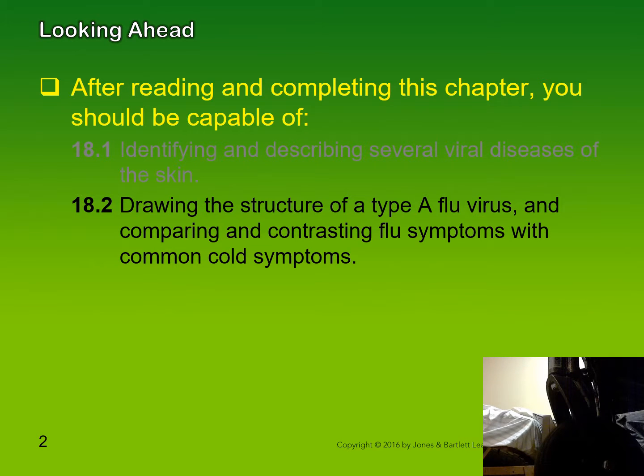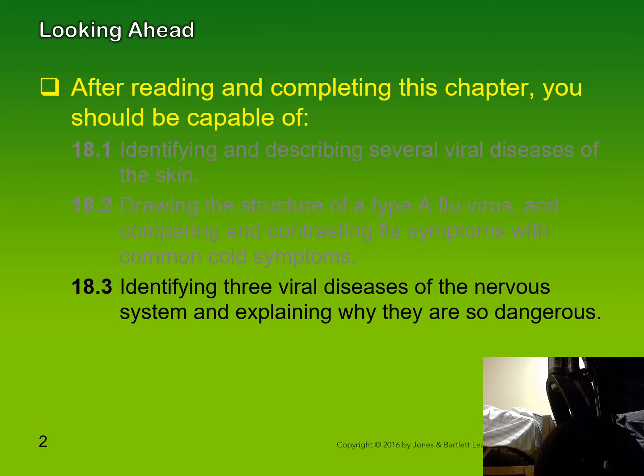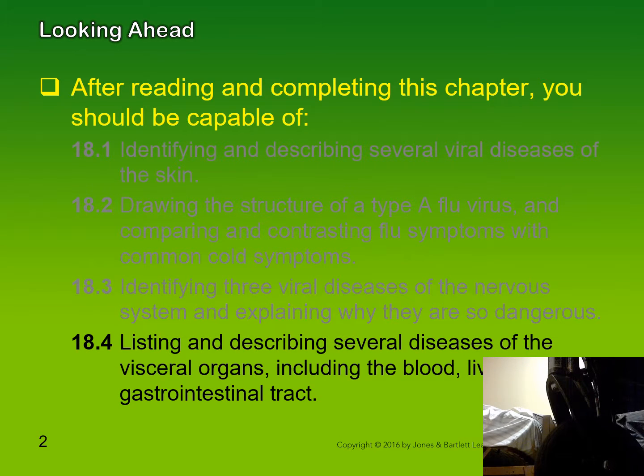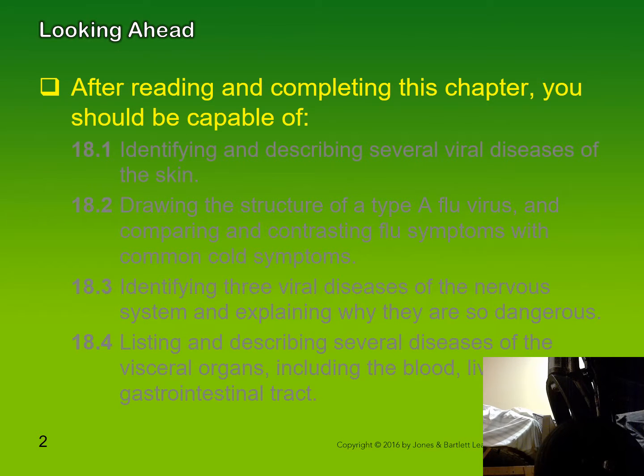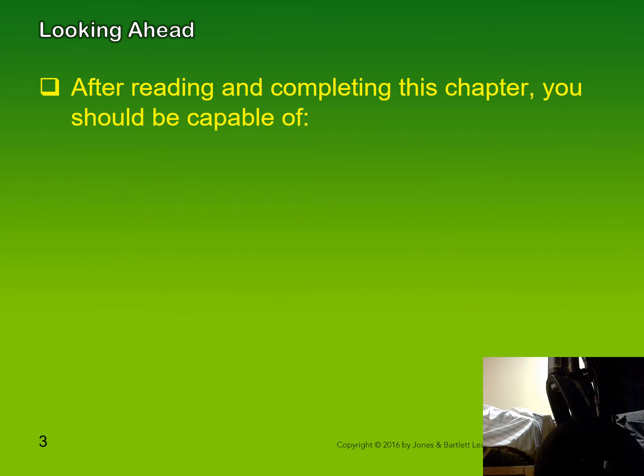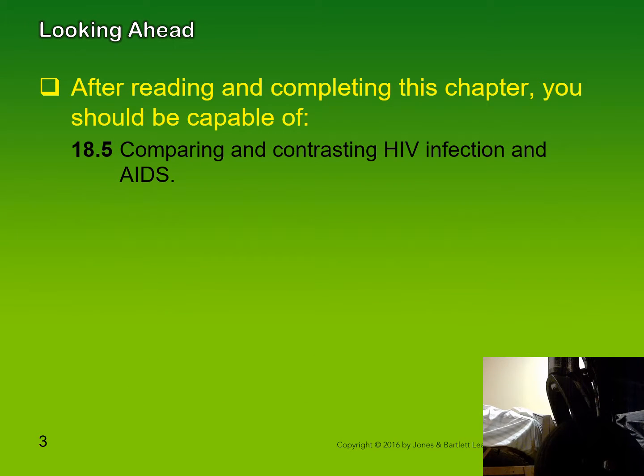draw the structure of the type A virus, and compare and contrast symptoms with common cold symptoms, identify three viral diseases of the nervous system and explain why they are so dangerous, list and describe several diseases of the visceral organs, including the blood, liver, and the gastrointestinal tract. Finally, compare and contrast HIV infection and AIDS.